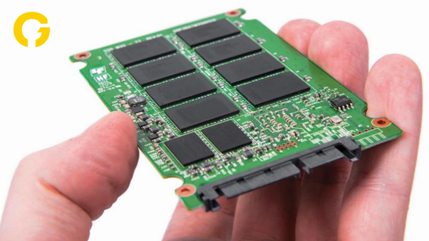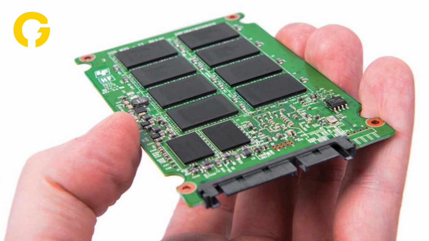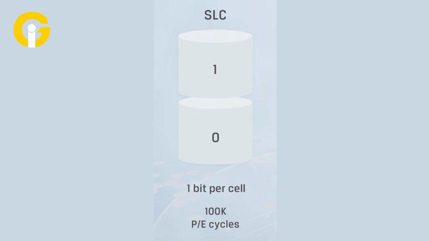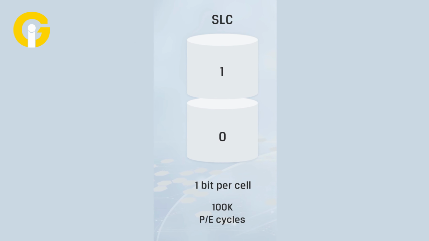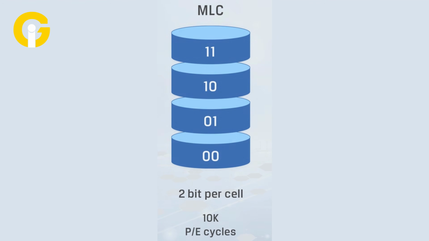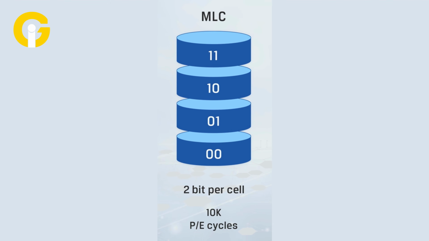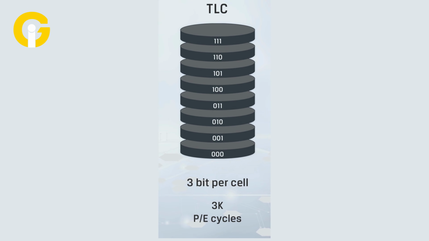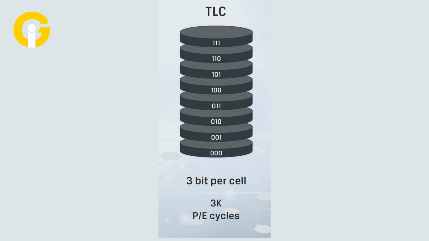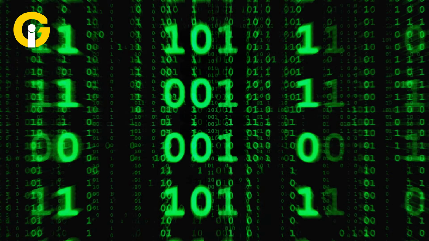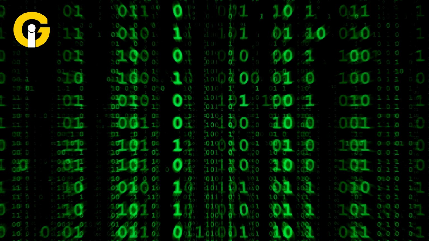SSDs use three main types of memory: single, multi, and triple level cells. Single level cells can hold one bit of data at a time, a 1 or 0. Multi-level cells can hold 2 bits of data per cell and have a larger amount of storage space in the same amount of physical space as an SLC. Triple-level cells can hold 3 bits of data in a cell. Although TLCs are cheaper, they also have slower write speeds and are less durable than other memory types.